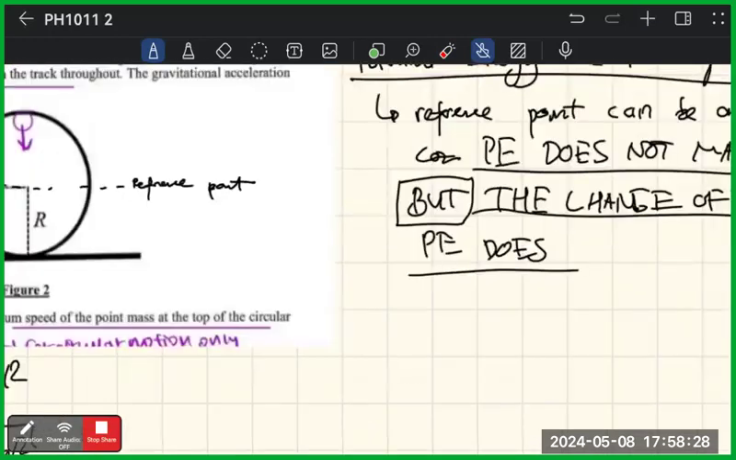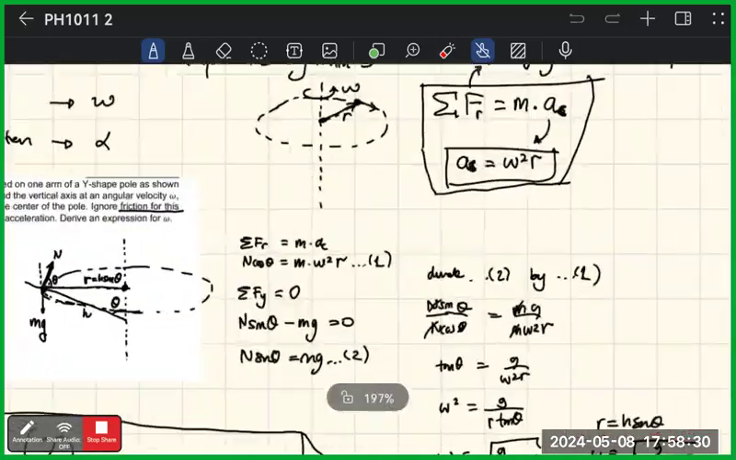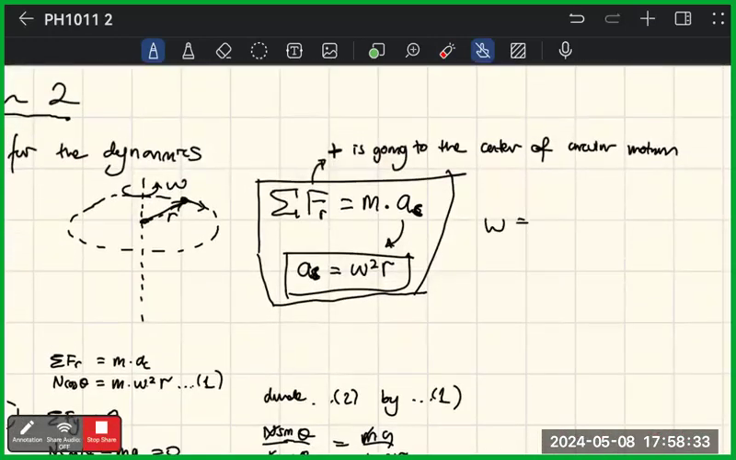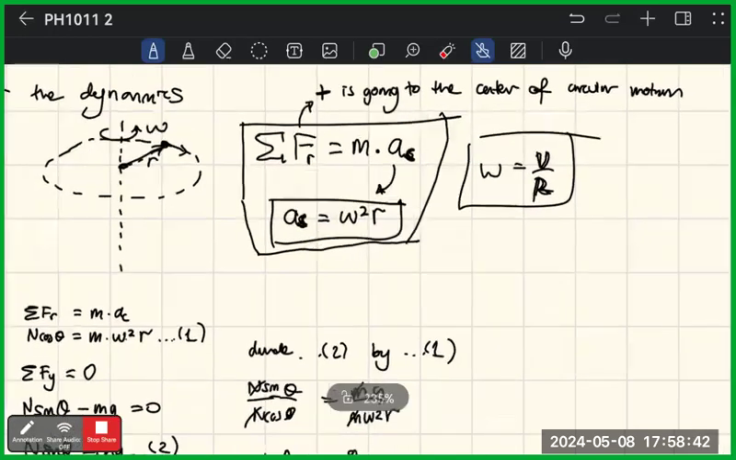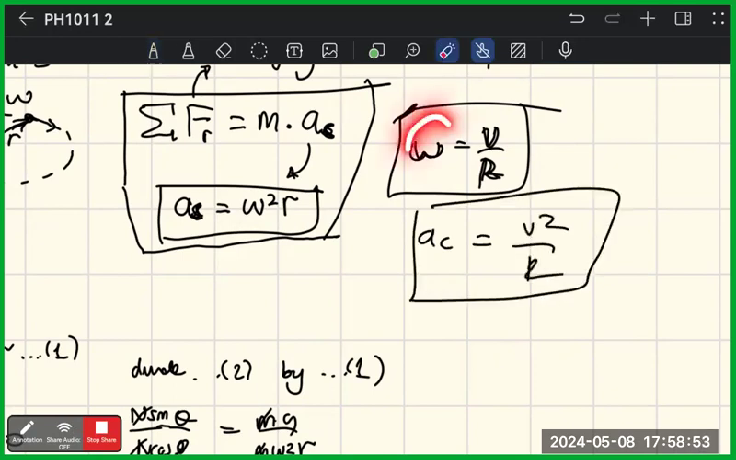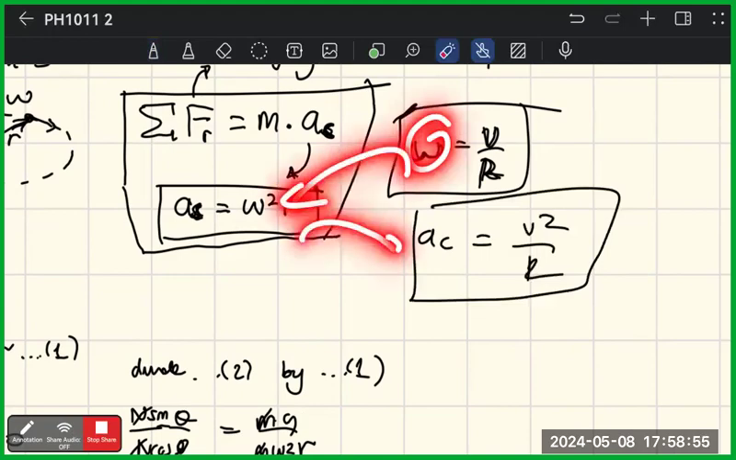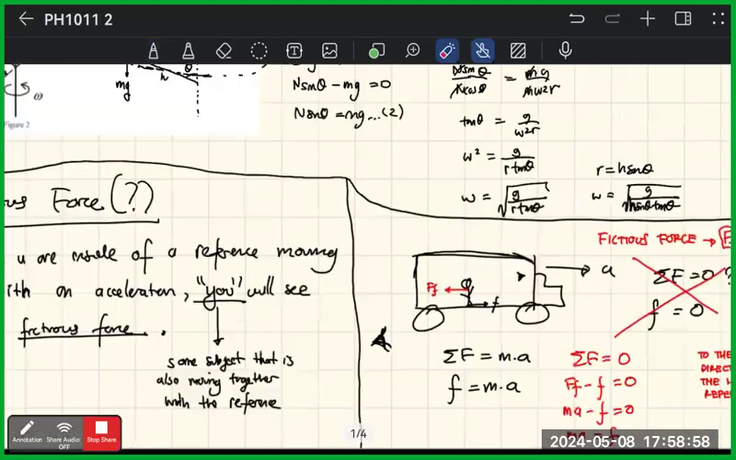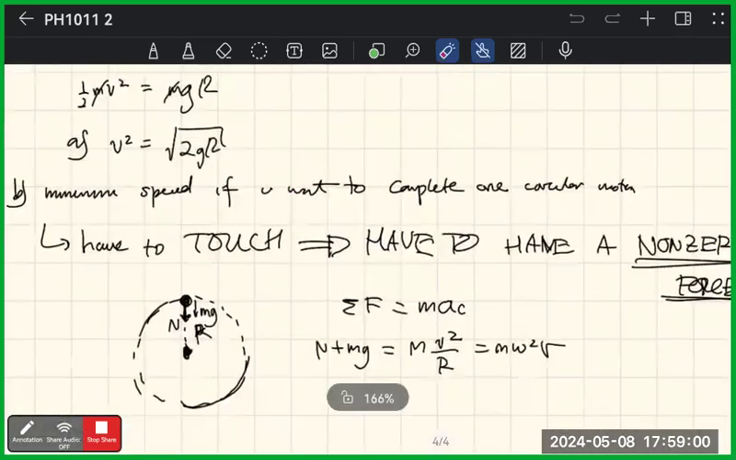But whatever, because I haven't given you the relation. Omega equals v over r. This is the rotational logic, and it's important. I didn't write it, sorry. So ac can also be represented as v squared over r, because if you plug this omega in, it comes out as v squared over r.